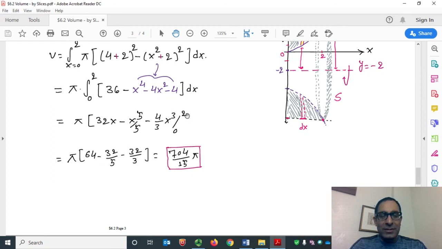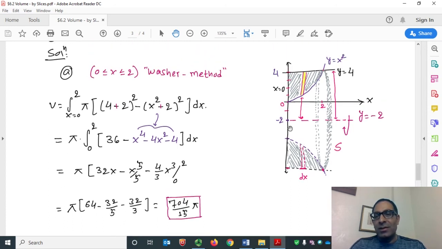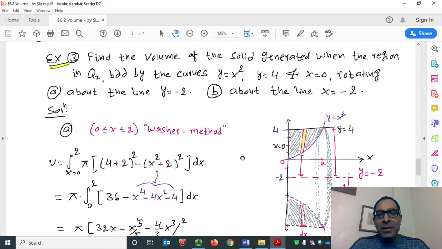Now put upper limit x equals 2 and lower limit 0 and simplify. Then we get 704π/15. So that's the volume of this solid generated by the region bounded between these three curves. Awesome. Now in part B, we want to rotate about the line x equals -2.